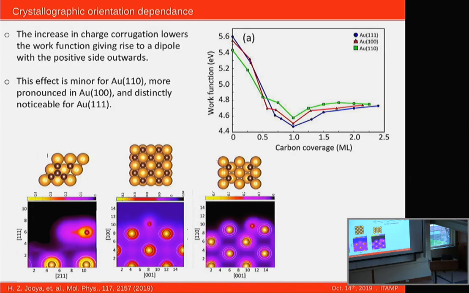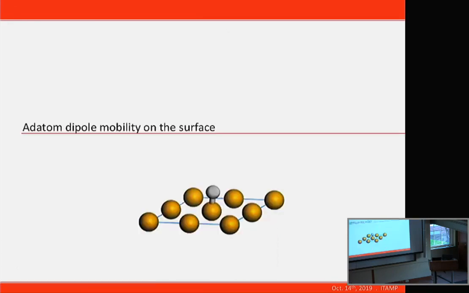Now, what is left to look at? As Dustin motivated, if the carbon atoms or whatever is sitting on the surface, they may move around. So the mobility of these dipoles on the surface is a big question that we need to look at.